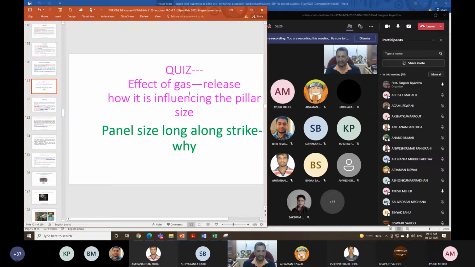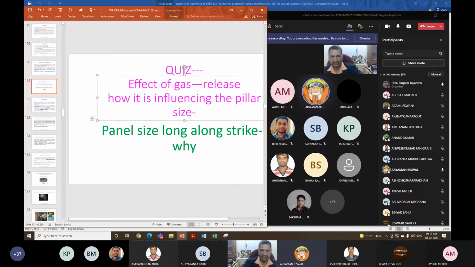Yes, continue. Effect of gas release, how it is influencing the pillar size. And next is panel size, long along the strike, and shorter along the dip. Why? Sir, I am Aryaman. Sir, I think during the extraction process, many harmful gases are released, like methane, which we want to be removed as soon as possible. So if the size of the pillar is very large, it may blockade the escape of the gas, which we don't want, because that can be fatal for the people working there. So I think in that way.